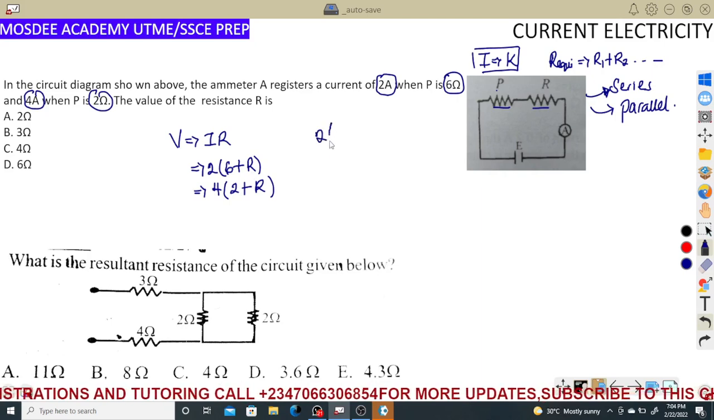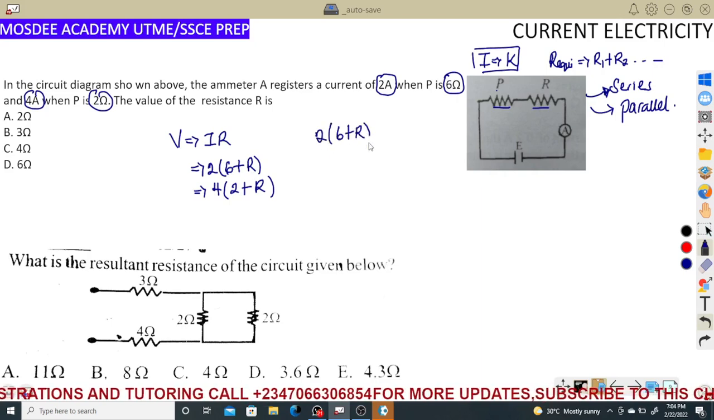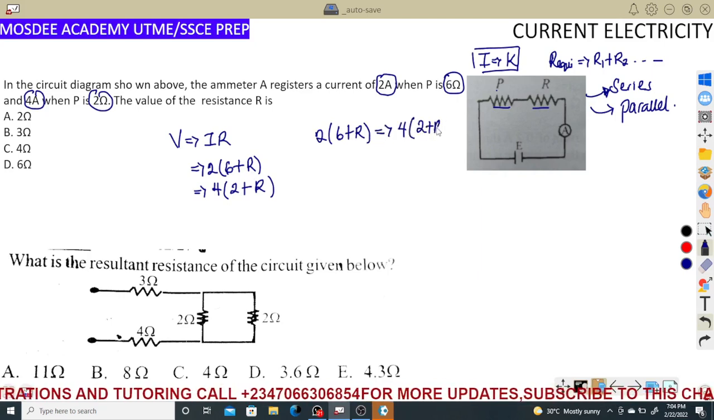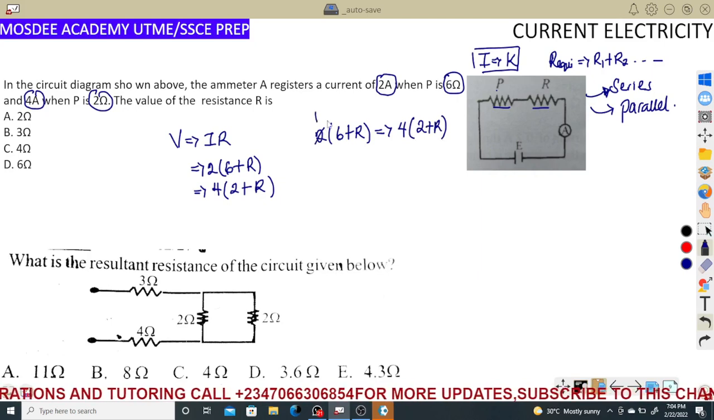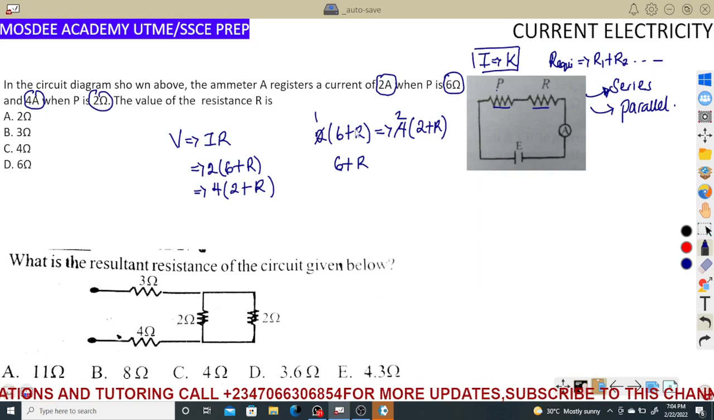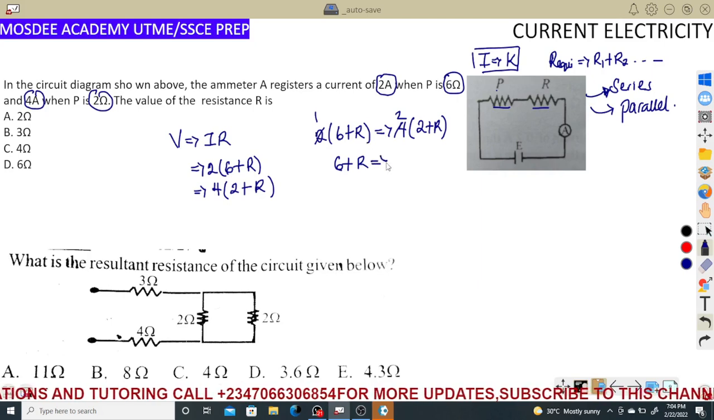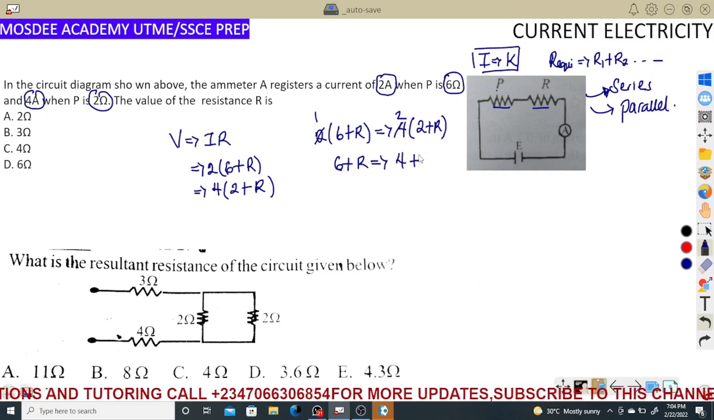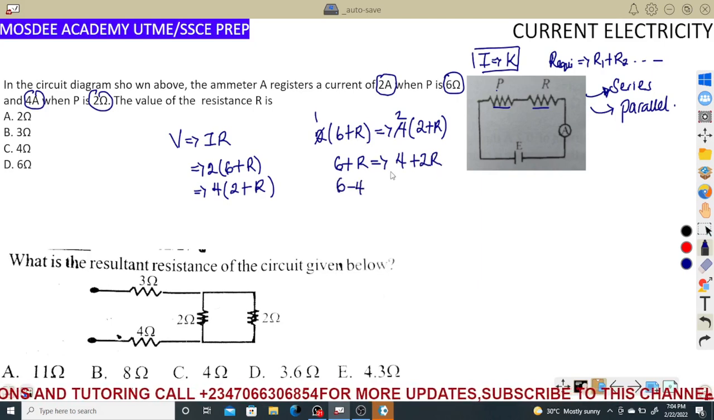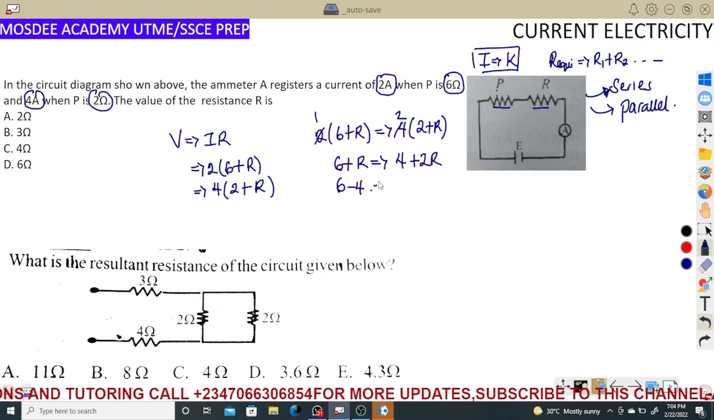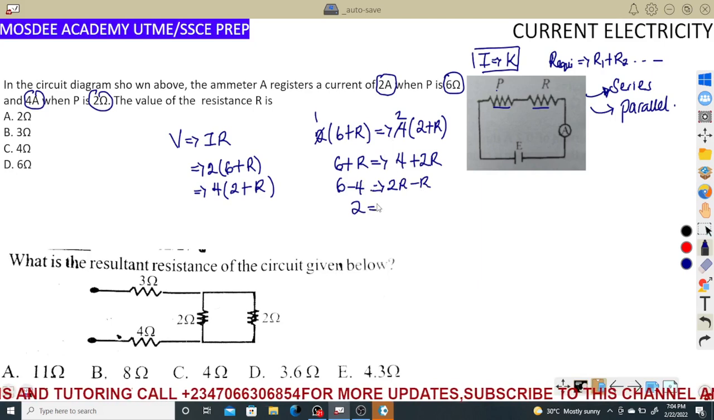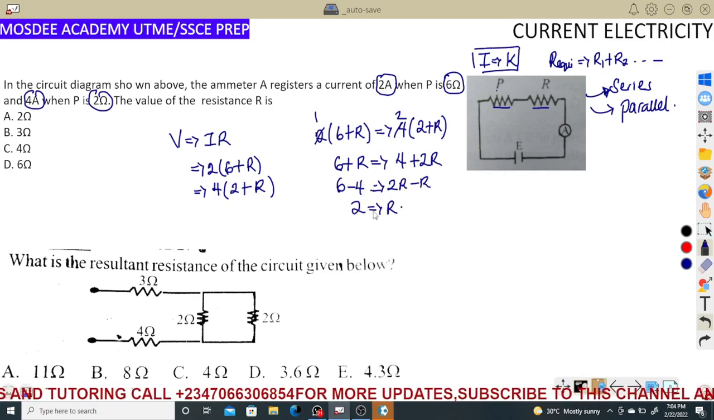What are the two equations? I have 2(6 + R) as the first one, equals 4(2 + R). On simplification, 2 times 6 plus R, because 1 multiplied by anything is 1, equals 2 times 2 is 4 plus 2 times 2 is 2, so 6 plus R... collecting like terms, 6 minus 4 equals 2R minus R. So this will give me 2 equals R. So the resistance I'm looking for is 2.